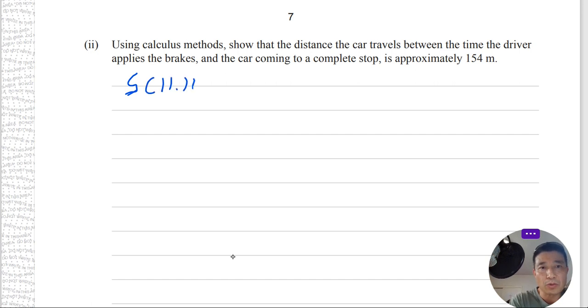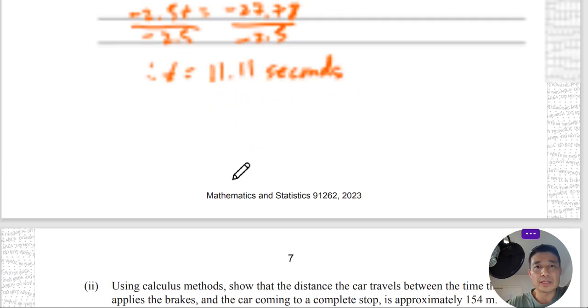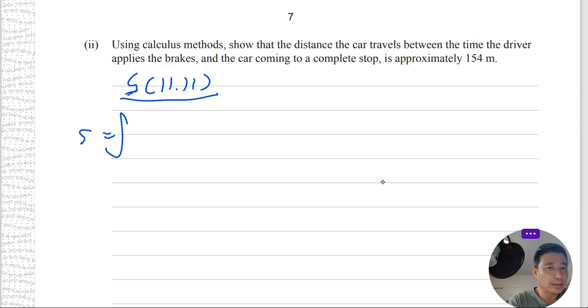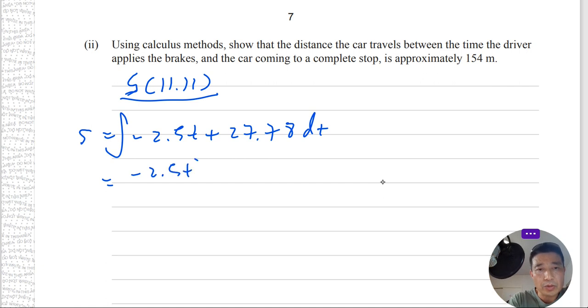in 11.11, and then we should show that it is 154, isn't it? That's the aim. Now, first we integrate the velocity to find the displacement function. So that's the integral of negative 2.5t plus 27.78 dt. That means negative 2.5t squared over 2 plus 27.78t plus c, isn't it?